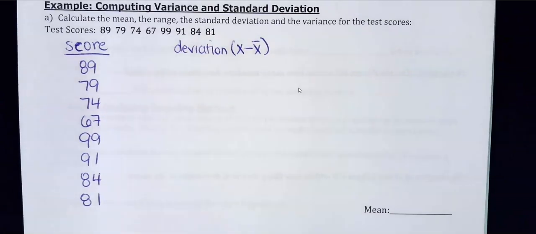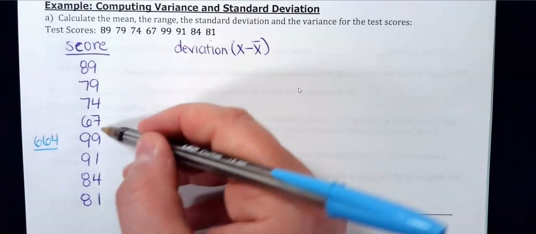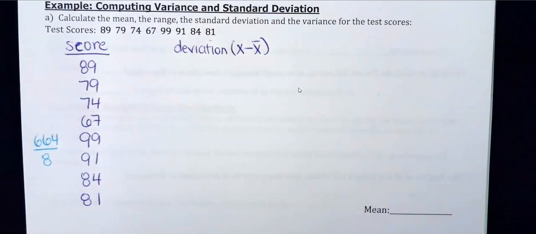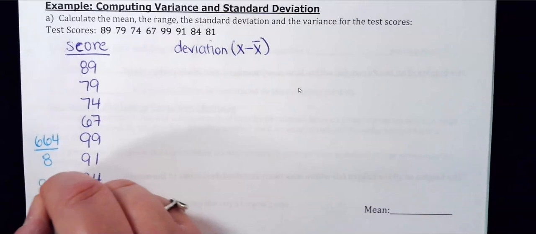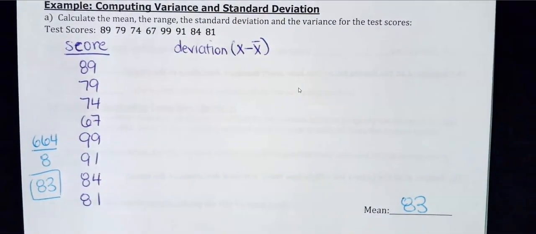Okay, I added all these guys up. If you do that, I got 664. How many test scores do I have here? 8. So I'm going to divide that by 8, and that's going to give me 83. So the mean here, we need that to be able to calculate these deviations. The mean is going to be 83.